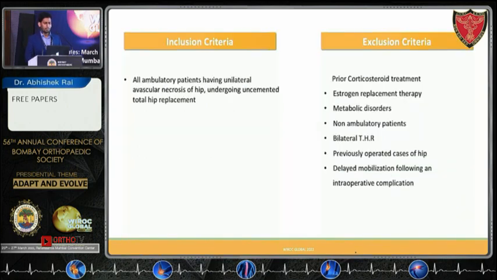We included all ambulatory patients having unilateral avascular necrosis of hip undergoing uncemented total hip replacement. We excluded the patients who had a previous history of corticosteroid treatment, estrogen replacement therapy, metabolic disorders, non-ambulatory patients, and those patients having bilateral pathologies or who have undergone the opposite side total hip replacement. We also excluded the patients who were previously operated on the ipsilateral side of the hip, and those patients whose mobilization was delayed because of intraoperative complications.